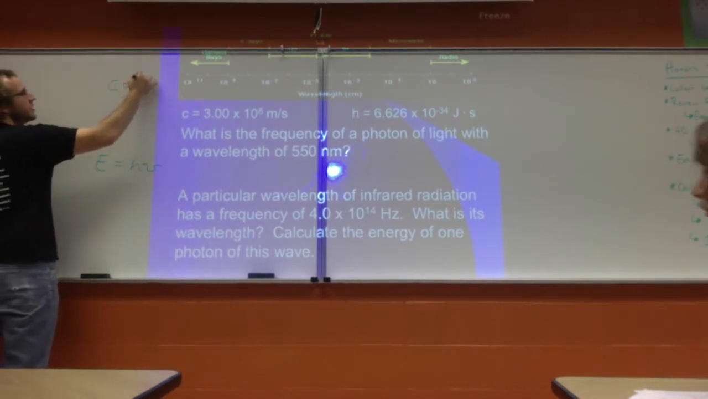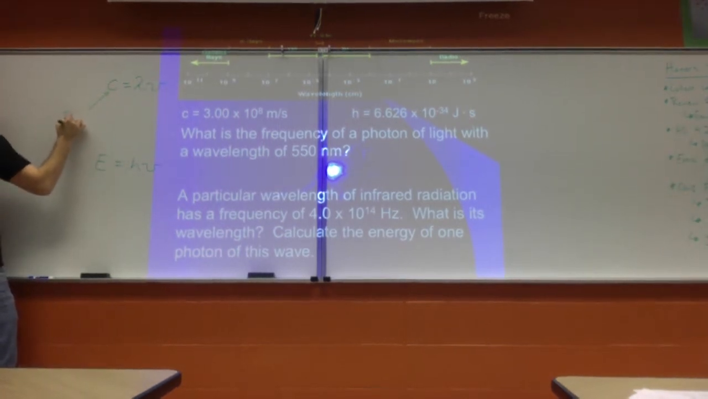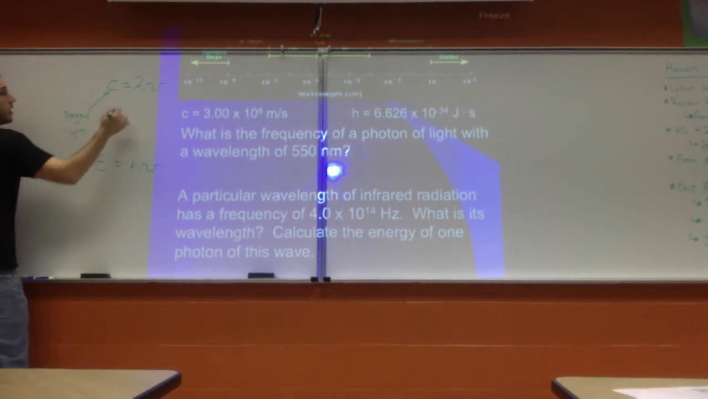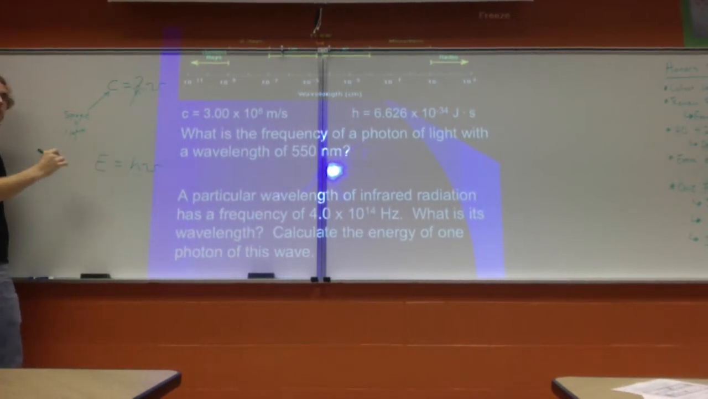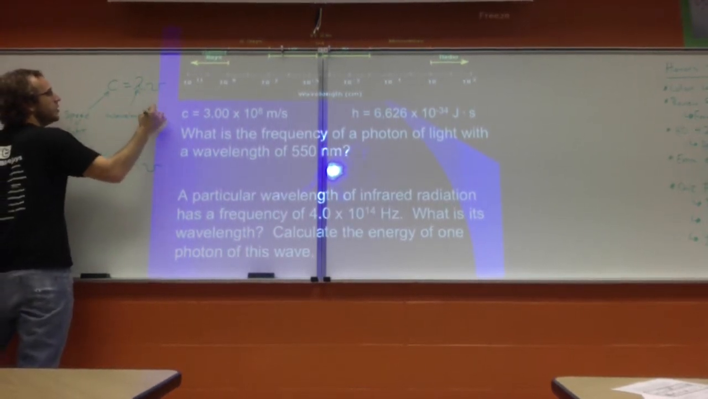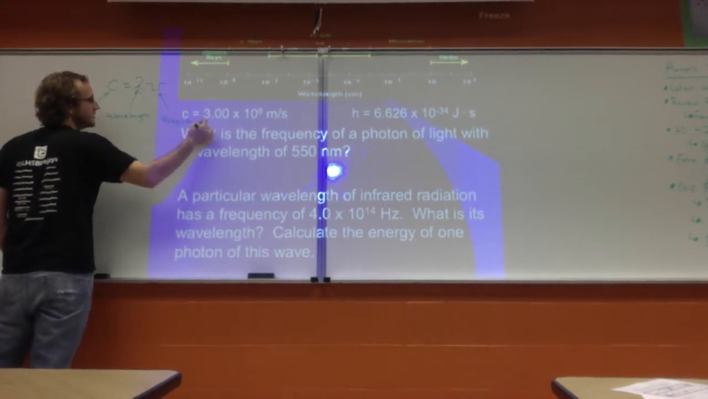C equals lambda nu. C stands for speed of light. Lambda equals wavelength. And nu equals frequency. I like it.